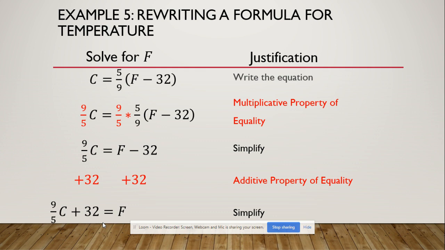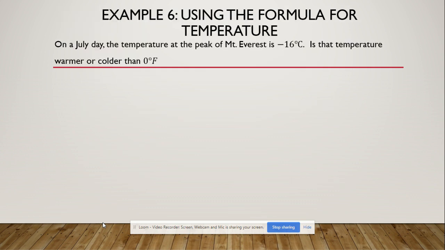It's useful for a different situation, such as this. On a July day, the temperature at the peak of Mount Everest is going to be negative 16 degrees Celsius. Now, is this temperature warmer or colder than 0 degrees Fahrenheit? In order to answer this question, we would need to take Celsius, change it into Fahrenheit, then we can make that comparison. We've got an equation that does it because we just solved for Fahrenheit in the other problem.